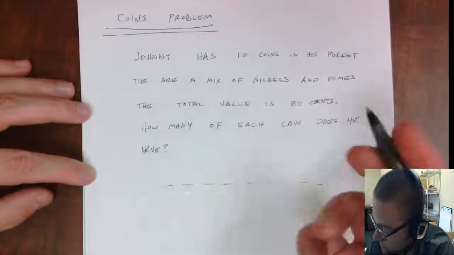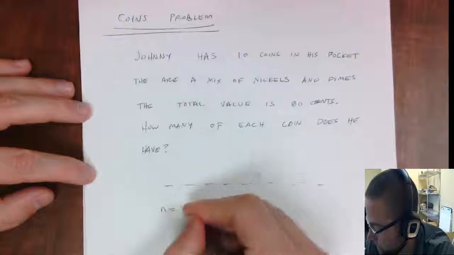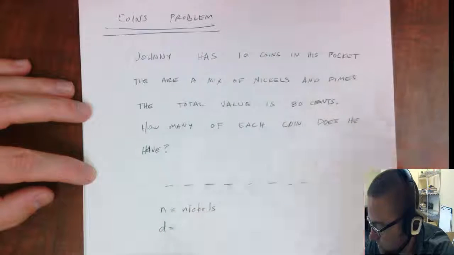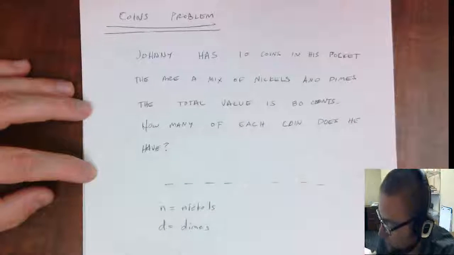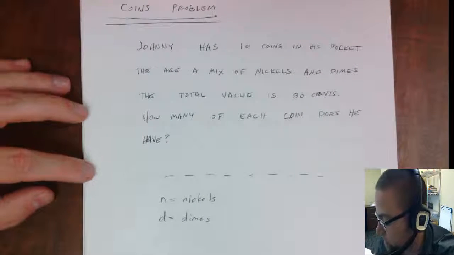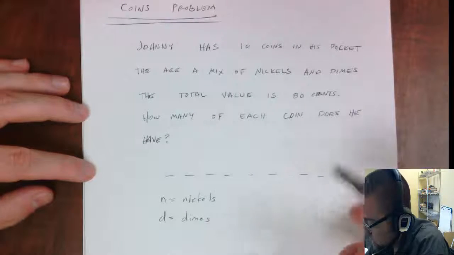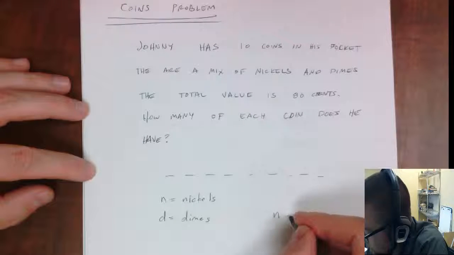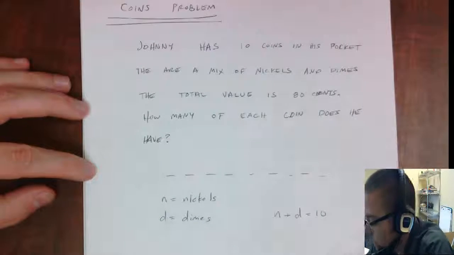So let's just pick some variables here. For the number of nickels, we'll call that n, and the number of dimes, d. This one you can probably figure out just by experimenting and trying different numbers, but let's try to do it using the methods that we've learned. So the number of nickels plus the number of dimes is equal to 10. That's one equation.